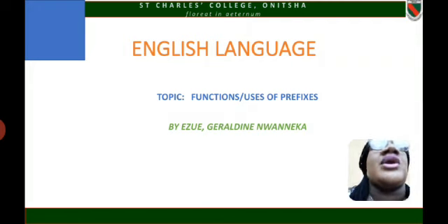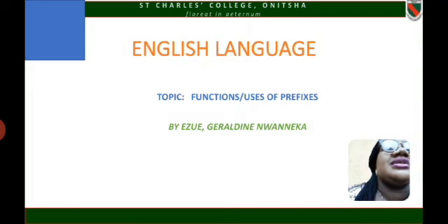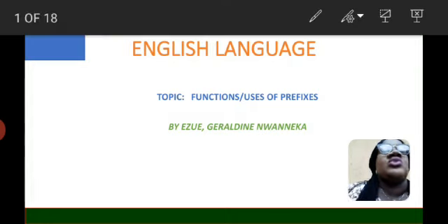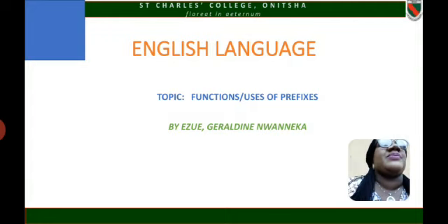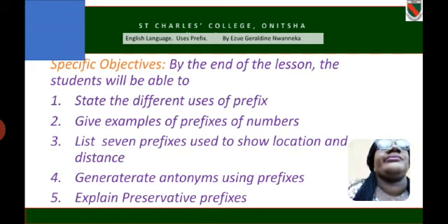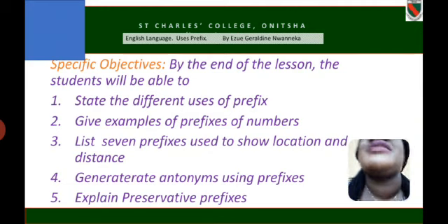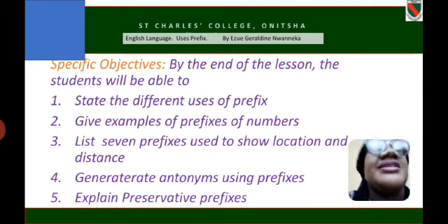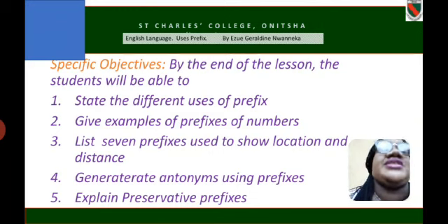Today, we are going to continue with the lesson, and the topic for today's lesson is functions and uses of prefixes. But before we continue, we shall look at the specific objectives. Specific objectives is what I'm expecting: that by the end of the lesson, I know you are wonderful and attentive students, you'll be able to give me answers to the following questions. 1. State the different uses of prefix.